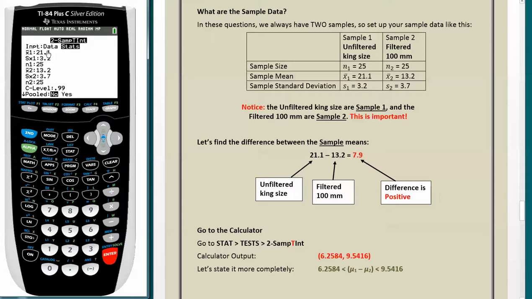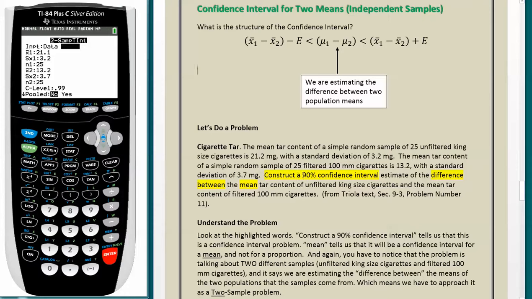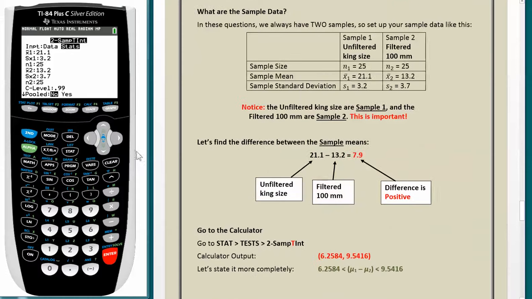If you'll notice, the calculator remembers all the sample data. That's nice. Our confidence level, I don't remember, so let's go back up and see, is going to be 90%. So we're going to come down here and make this 90%. Again, pooling is going to be no almost all the time for the same reason I talked about when we did the hypothesis test. And then we're going to hit calculate.